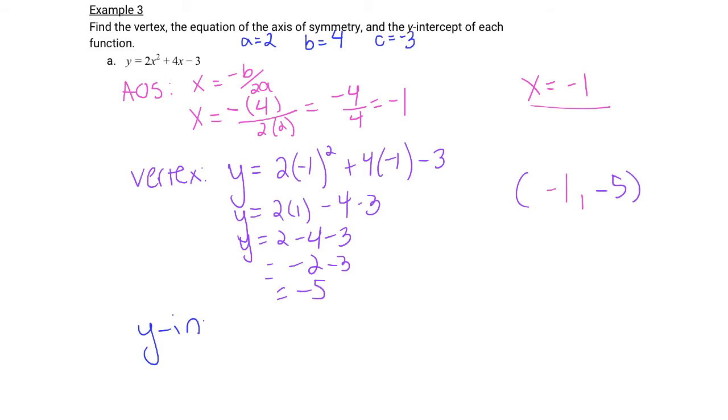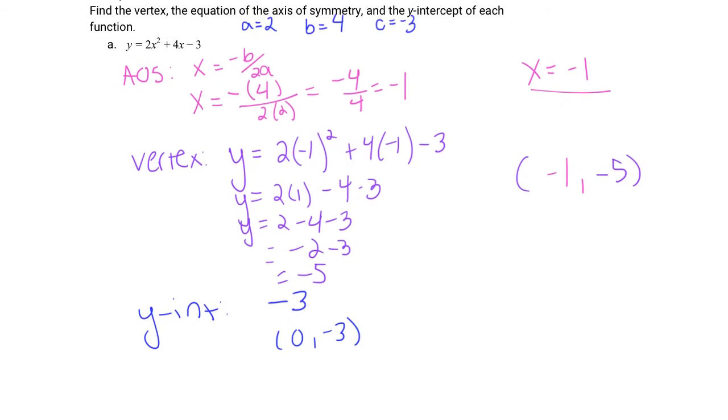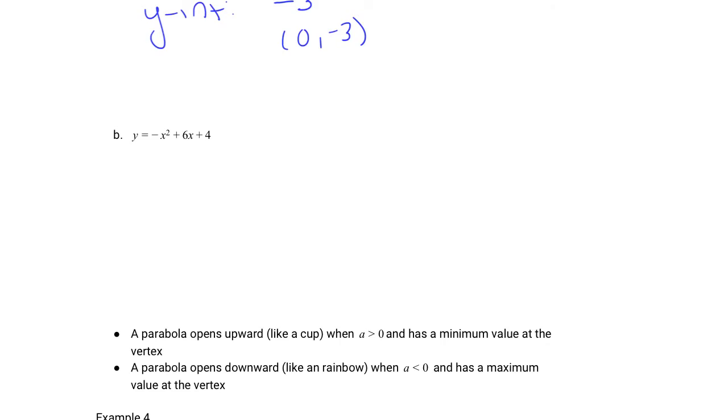Last but not least, we want to find the y-intercept, and that is always c, so it's -3. Or if you'd like to write the coordinate point, (0, -3). Okay, that's how you're going to do it for every quadratic equation. You can use those exact same steps, process in that order every time.